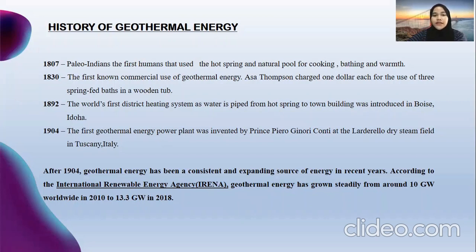Today, there are 4 district heating systems in Boise, providing heat to over 5 million square feet of residential, business, and government space. At the same time, there are 17 districts in the US and dozens more around the world using the same system. And in 1904, the first geothermal power plant was invented by Prince Piero Ginori Conti at the Larderello dry steam field in Tuscany, Italy.